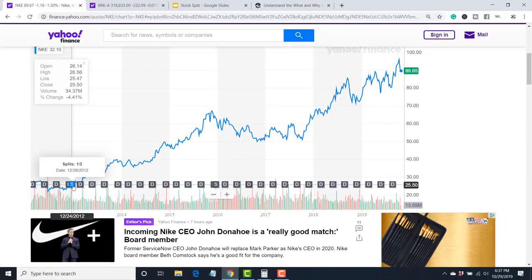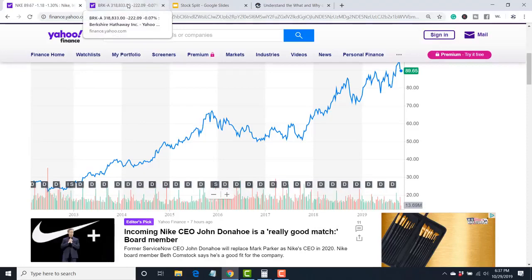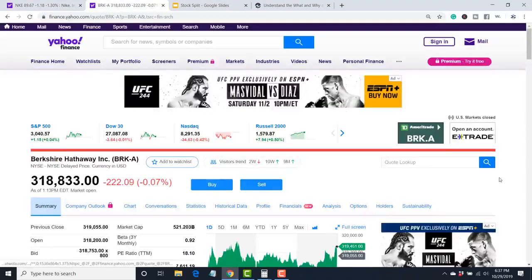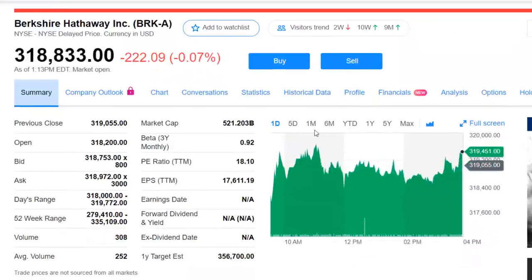Now, I want to show you a stock that has never done a stock split, and that's called Berkshire Hathaway. So we're going to take a look at Berkshire Hathaway, and you got it. Look at what one share of Berkshire Hathaway costs, $318,000, right? So that's pretty crazy. And so what happens is a lot of your small investors just shy away from this. They just shy away from this. They're not going to buy a share of Berkshire Hathaway because it's $318,000. But Berkshire Hathaway has never done a stock split.